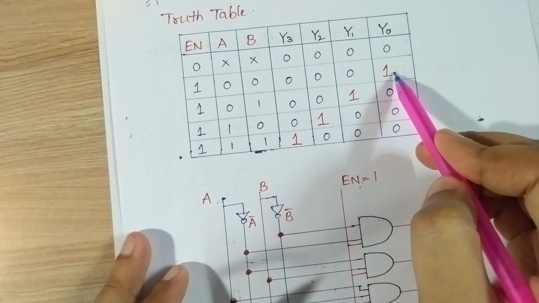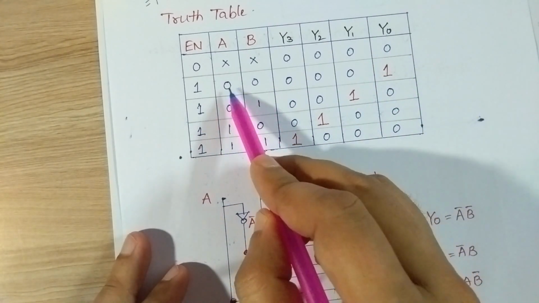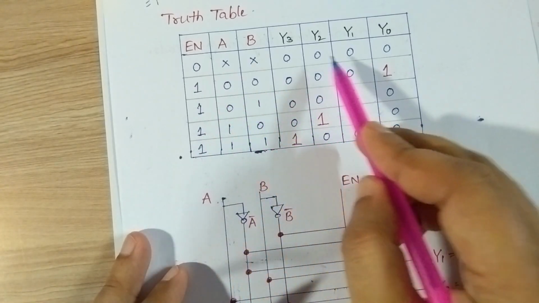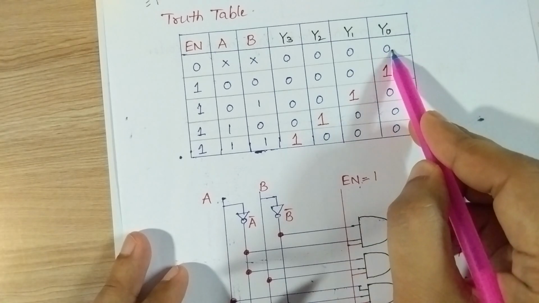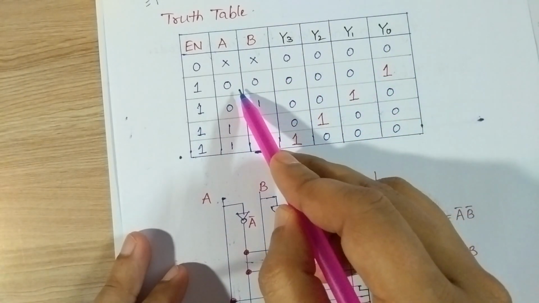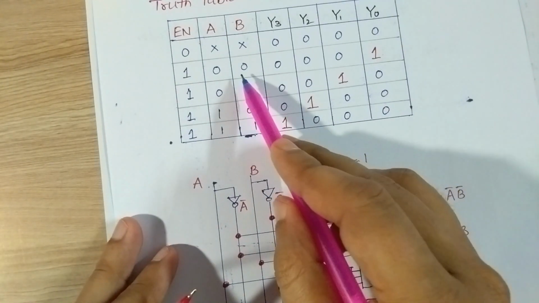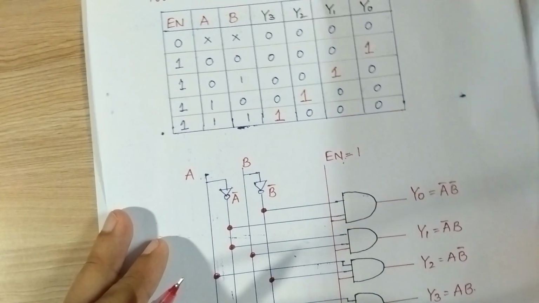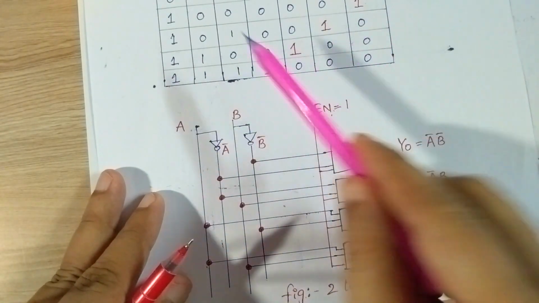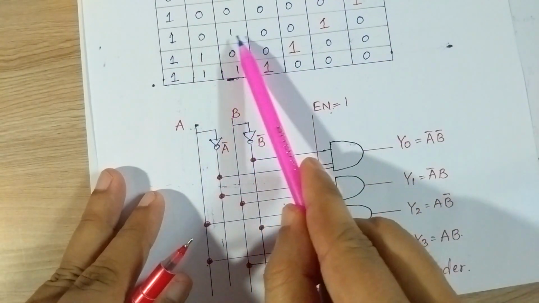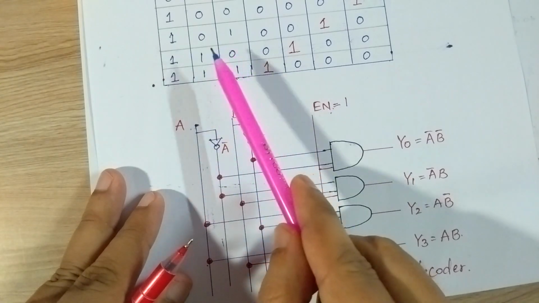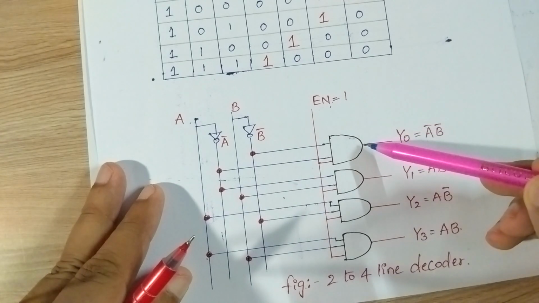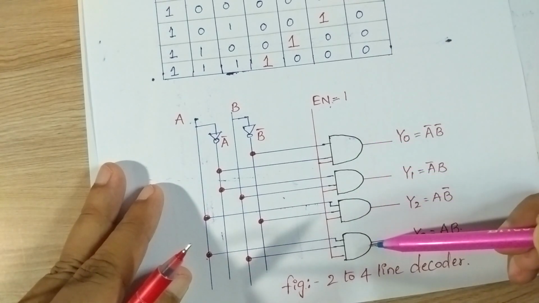When Y0 is equal to 1, the capital A and capital B are 0 and 0. This represents one minterm. So for all the four output lines, there will be one minterm. That minterm is going to be represented by using an AND gate. As we have four possible input combinations, that means four possible minterms are there. So that's why we have taken four AND gates here.